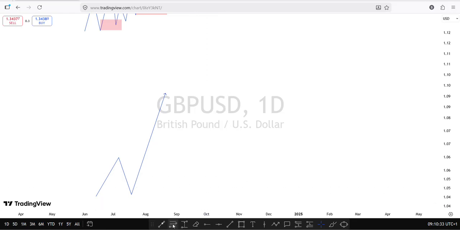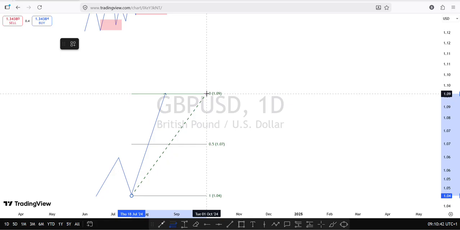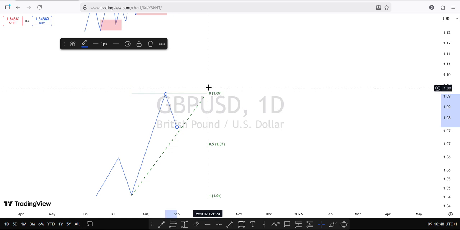Just take your Fibonacci tool, just like this. You place it from the low that caused this break of structure to the current swing high. When you see price retracing like this, that high becomes your swing high, right? So you place your fib from this low to this high. Now you can see three lines on my chart: the first line, the middle line, and the last line.